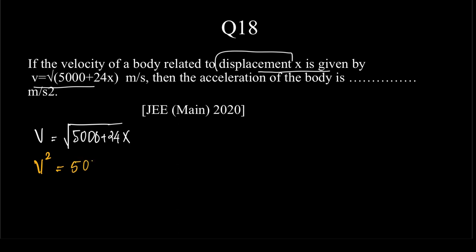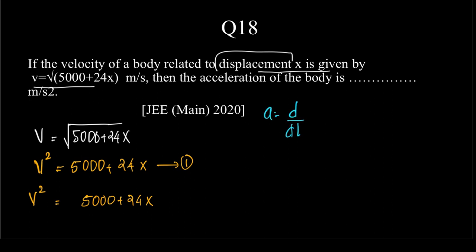V square will be equal to 5000 plus 24x, right? And if you differentiate this equation, what do we get? Now that depends upon with respect to what do we differentiate. So I'll write it down. We have v square is equal to 5000 plus 24x. See, if we need to obtain acceleration, then we need to differentiate velocity with respect to time and not with respect to displacement.